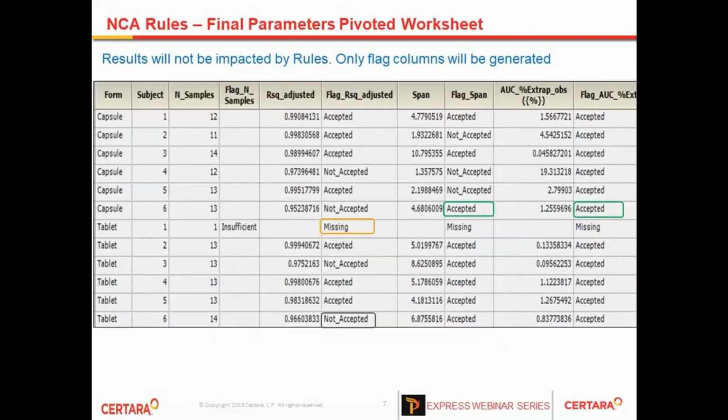So here's an example of the output and what it looks like. You see here the R-squared adjusted column, and you see the flag column next to it with some of them saying accepted, some saying not accepted. We also have a missing one here because this one only had 1 data point, which was insufficient to do any calculations.